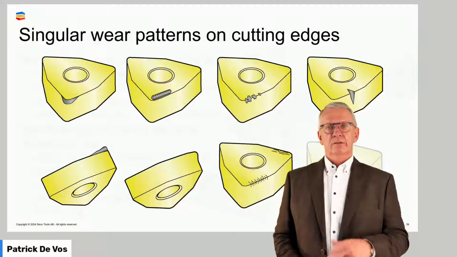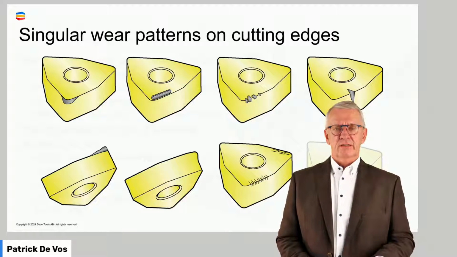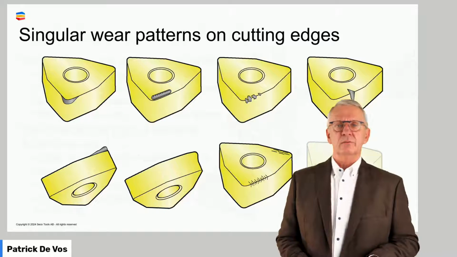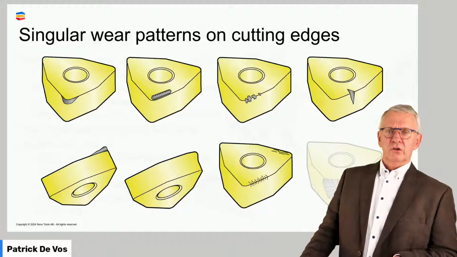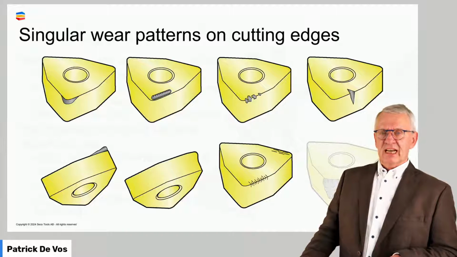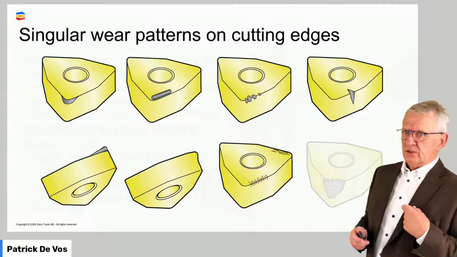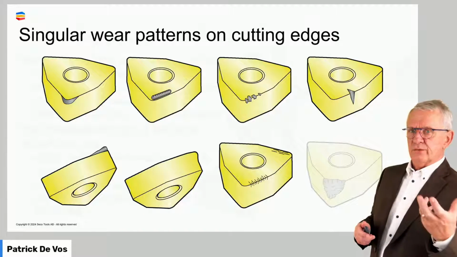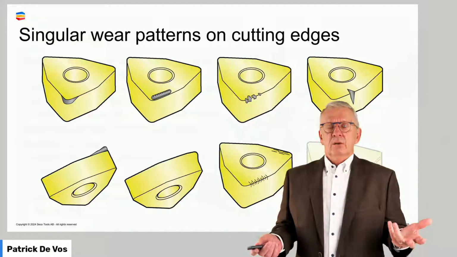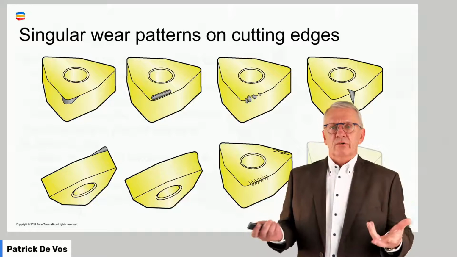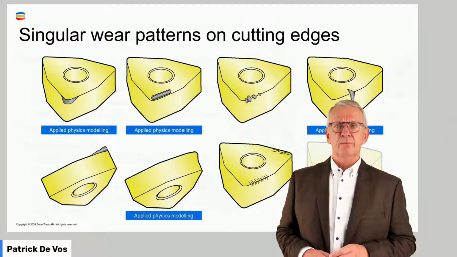From top left to right: flank wear, crater wear, chipping, notching. In the bottom, from left to right: built-up edge, plastic deformation, cracks, both thermal and mechanical cracks, and breakage. And I make the box big and vague because I don't think breakage is a wear pattern. I think if these wear patterns go out of control, you end up with breakage. But as such, breakage is a consequence, not an initial pattern. But anyway, that's a bit my personal opinion.